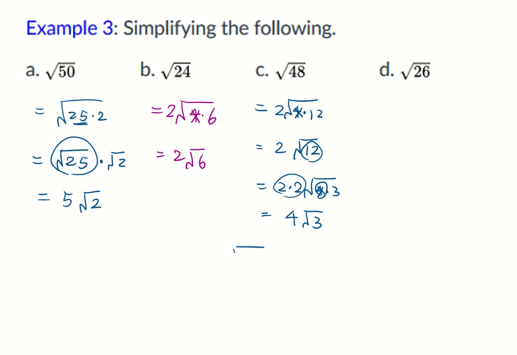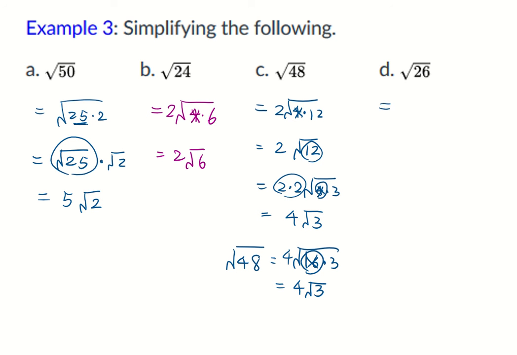Of course, if you see at the beginning that 48 is 16 times 3, where 16 is the square of 4, you can just take it out. So that's one step for 4 square root of 3. But if you can't see it in one step, you can do it in 2 steps. That's perfectly fine.